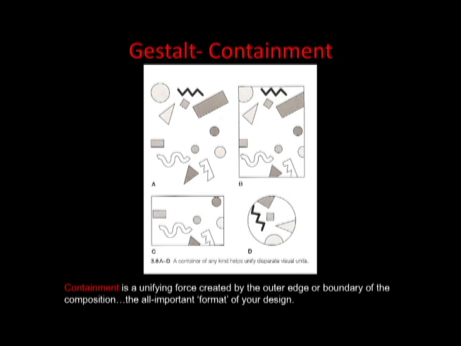Containment is a unifying force created by the outer edge or boundary of a composition. And this is the format that we keep referring to. This is one reason why it's so important to me that you work in the templates that you're given and retain that edge so that we can really see how the objects that you're composing are reacting and interacting with the edge of the format. So you'll see that these are all the same objects in each composition. Very, very different compositions though, because of the way the items are cropped by the boundary edge.